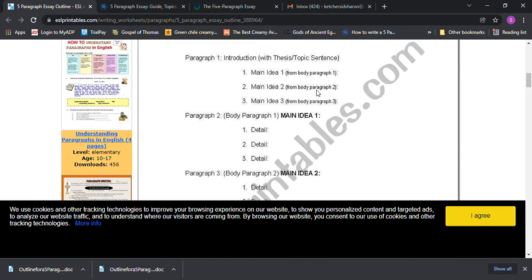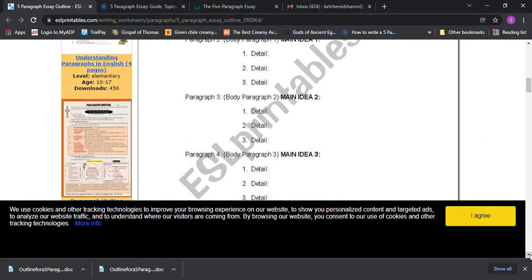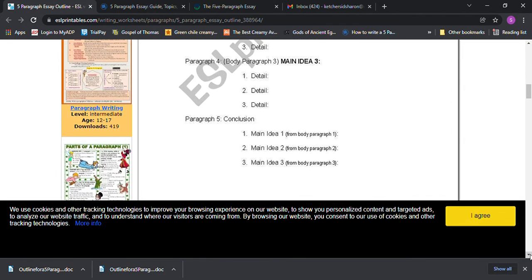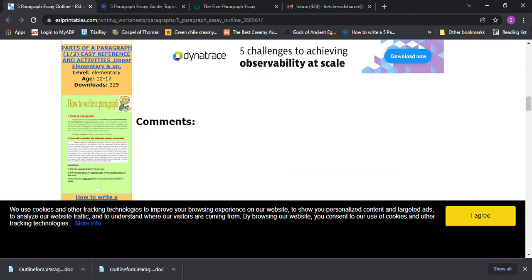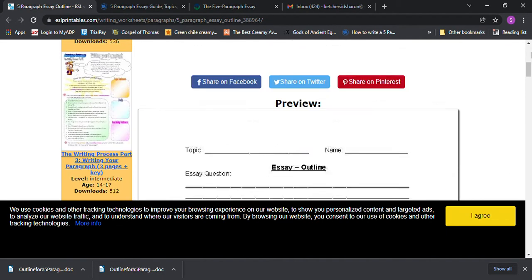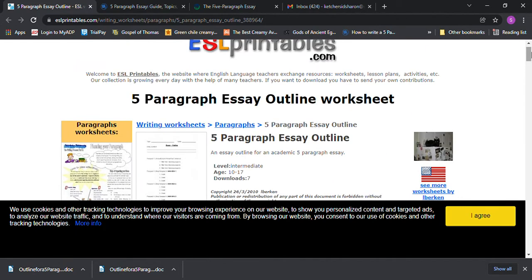So this right here, you can see goes to the second, this number 2 goes to this number 2, and then you give details, you provide details, and there's 3, and there's 4, and then your conclusion, and it shows you that main idea 1 from body paragraph 1, main idea 2 from body paragraph 2, main idea 3 from body paragraph 3. So if you need another printout for your student's binder, there's another place that has it. You can Google search ESL printables and type in 5-paragraph essay outline worksheet and find that on there if you want that one as well.